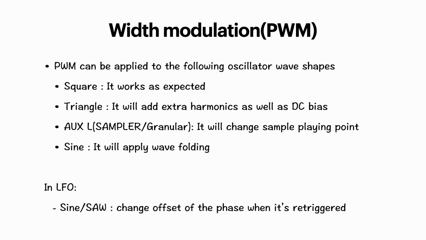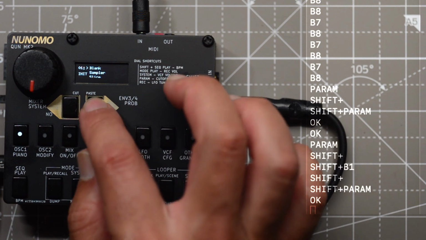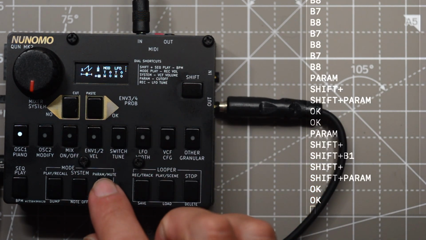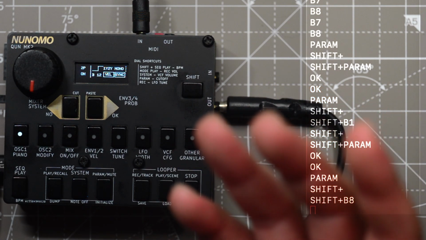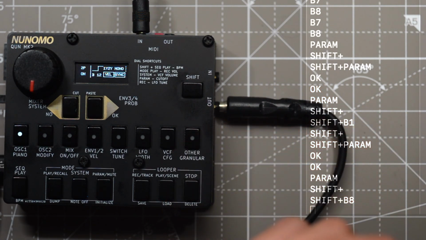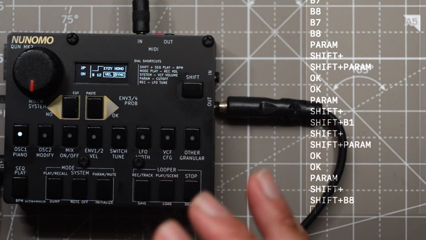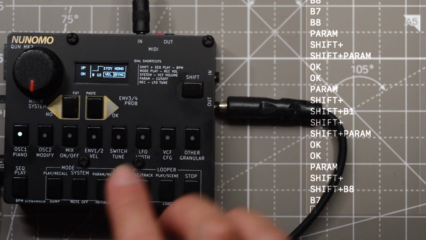And in the LFO, the PWM will act a little differently. For the sine and saw waves only, the LFO PWM will change the offset of the phase when it's re-triggered. Let me reset the preset, and let me make another preset. I'm not sure how it's going to be.